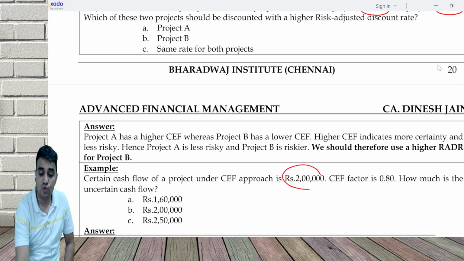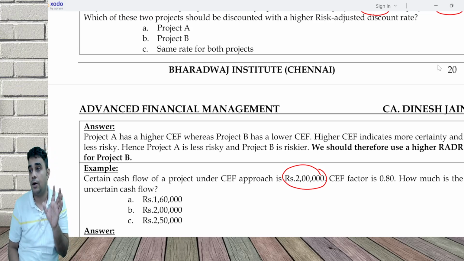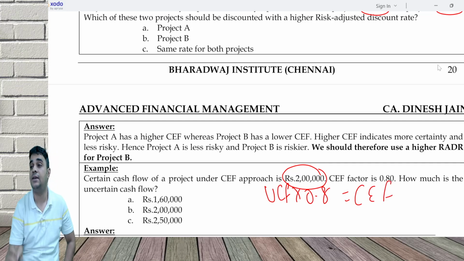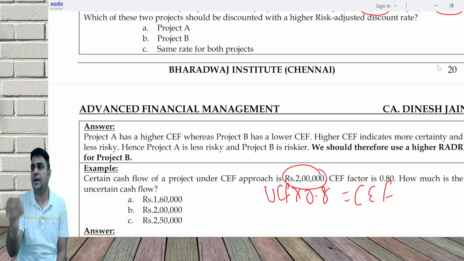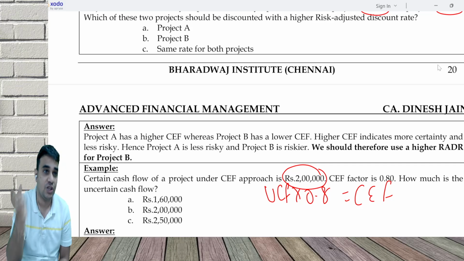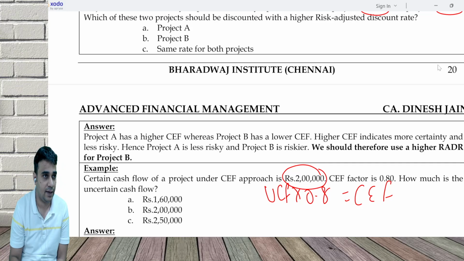Certain cash flow is 2 lakh. What is certain cash flow? With 100% confidence. Certainty equivalent factor is 0.8. They are asking what is uncertain. The calculation is uncertain into 0.8 is certain. So if certain is 2 lakh, uncertain is 2 lakh divided by 0.8. I just tested this in an MCQ. In the exam question, they'll give you uncertain only. You need to multiply with the CEF and make it certain.